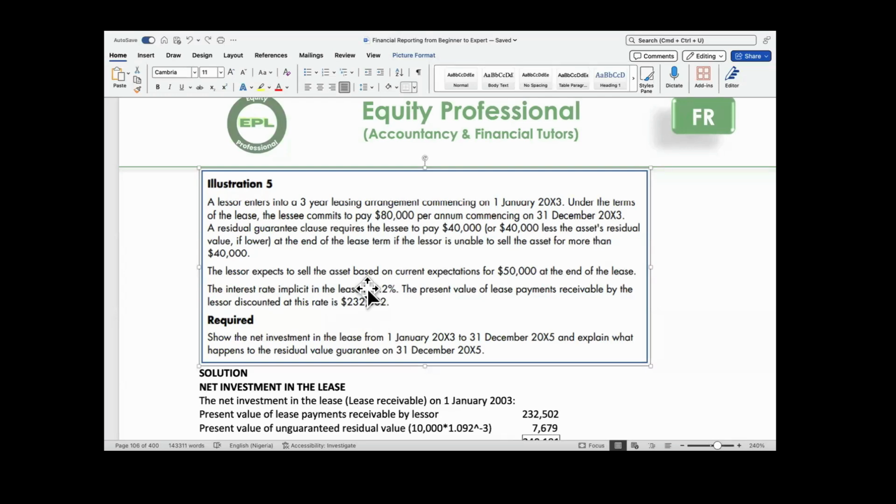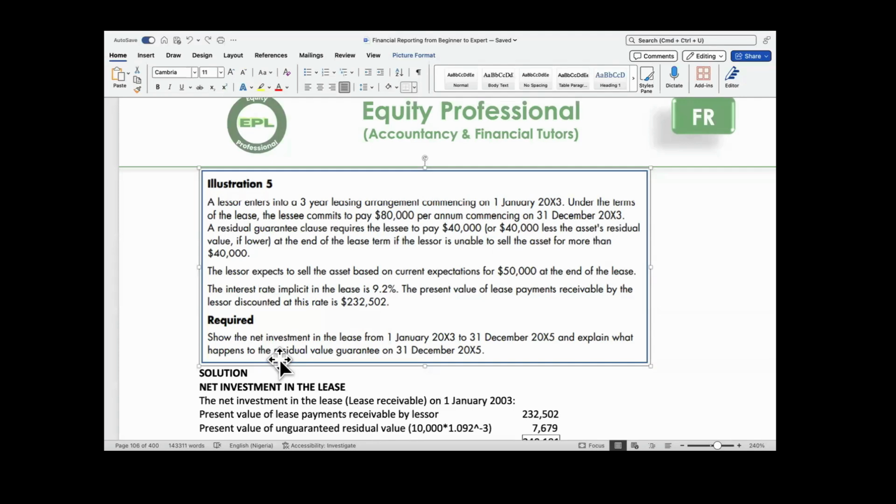The present value of lease payment receivable by the lessor discounted at this rate is 232,502. Required: show the net investment in the lease from 4 January 2003 to 31 December 2005 and explain what happens to the residual value guarantee on 31 December 2005.